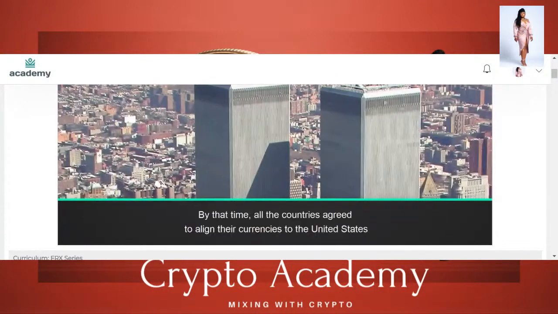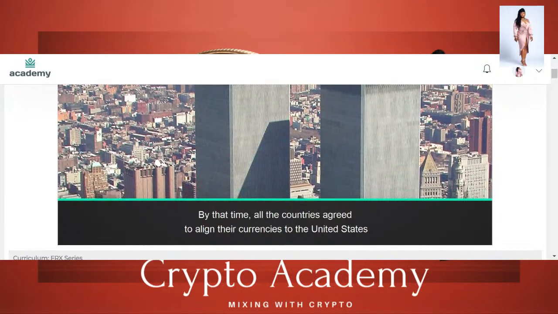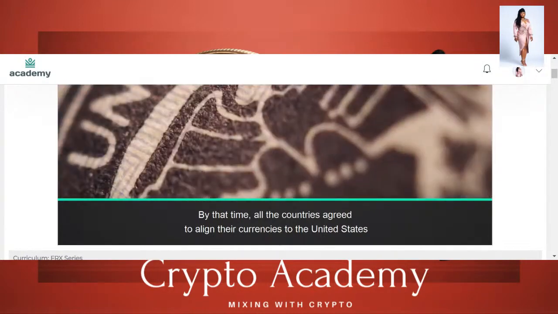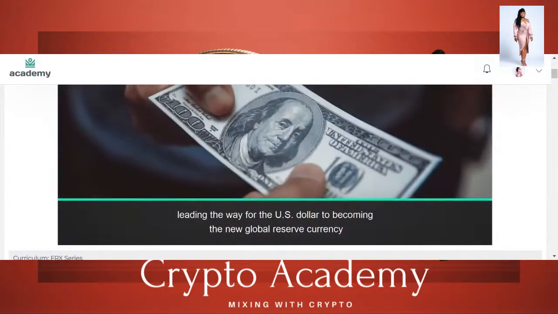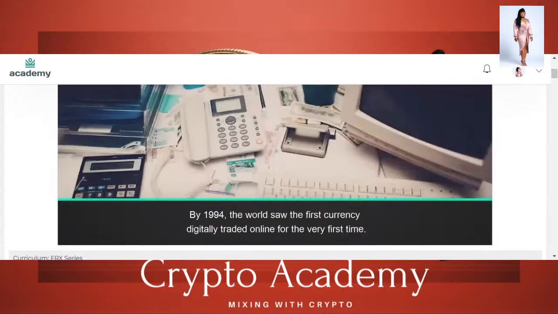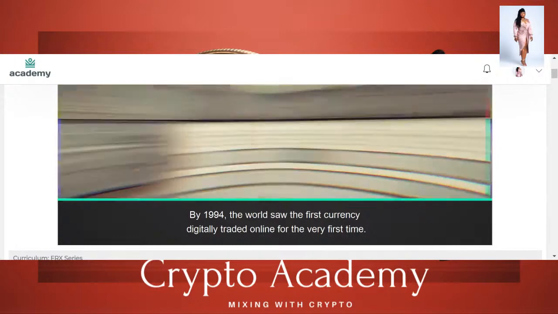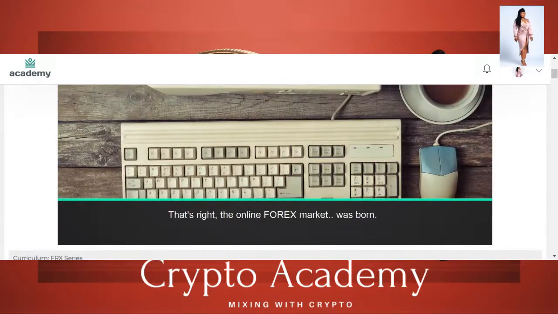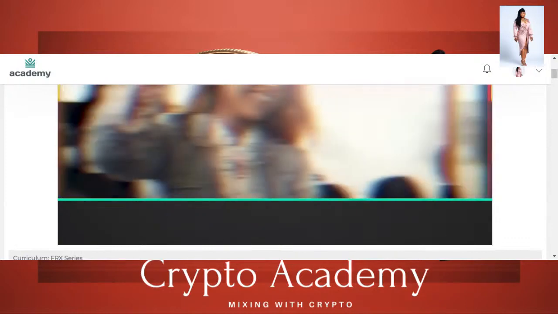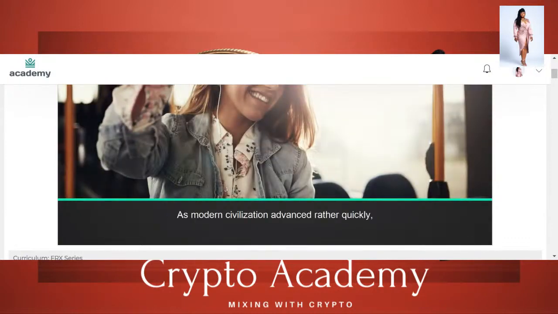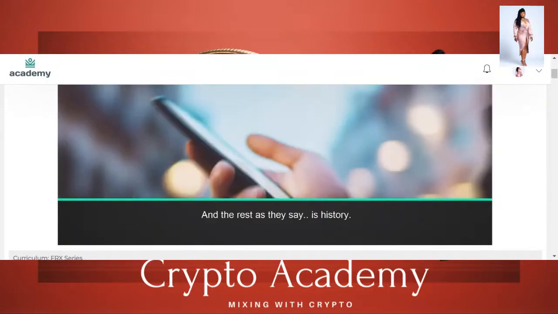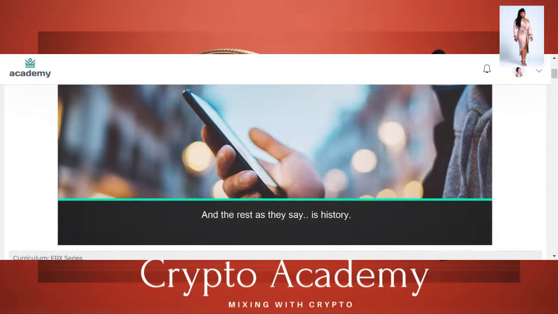By that time, all the countries agreed to align their currencies to the United States, leading the way for the US dollar to become the new global reserve currency. By 1994, the world saw the first currency digitally traded online for the very first time. That's right, the online Forex market was born. As modern civilization advanced rather quickly, so did the adoption of Forex trading worldwide. And the rest, as they say, is history.